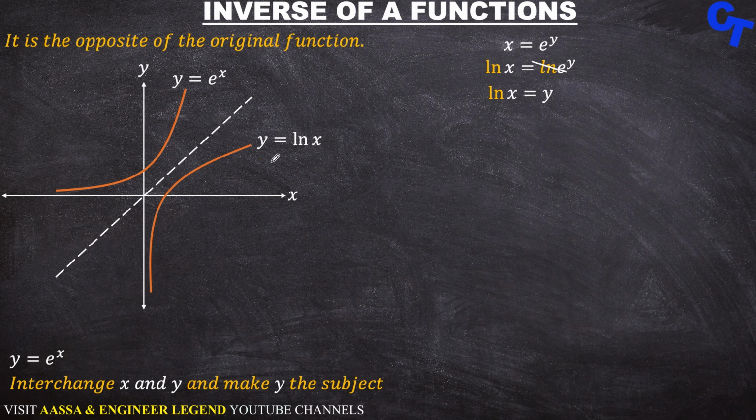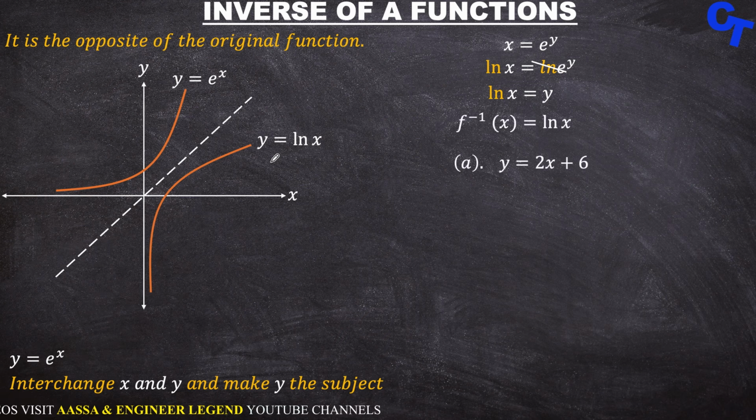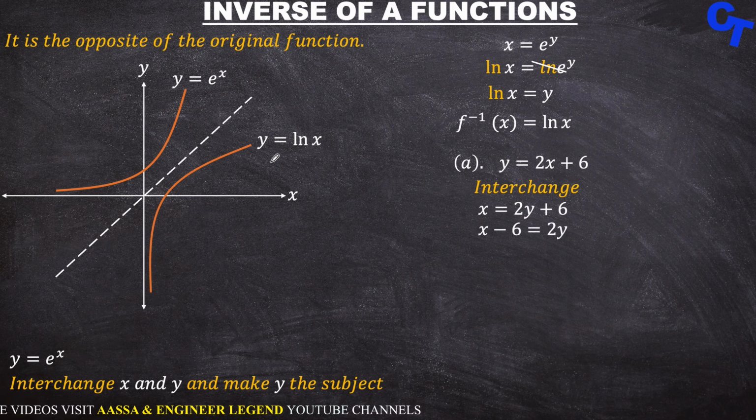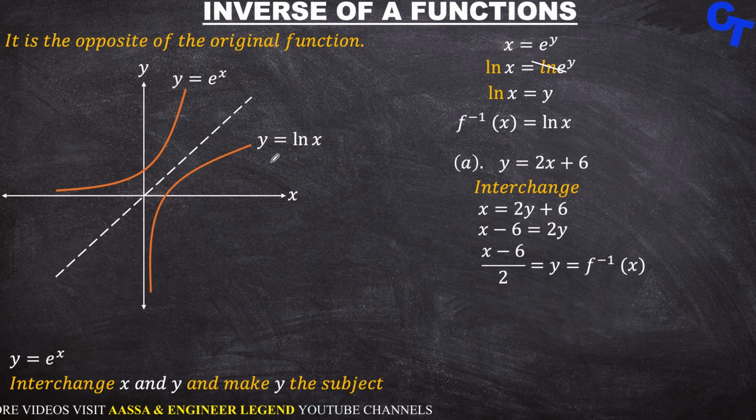Okay, but things won't be easy like this one. So let's look at another question. You have y equals 2x plus 6. Let's interchange. So x becomes y and y becomes x, and make y the subject of the formula. So we're going to subtract 6 from both sides, and after that we're going to divide each and every term by 2, right? And this one will be the inverse of this function.